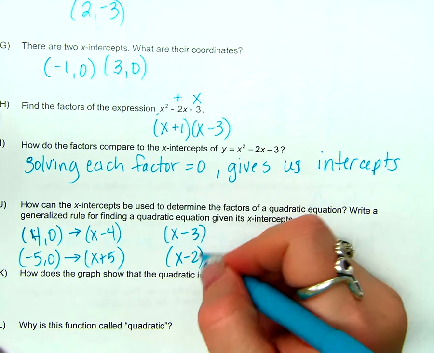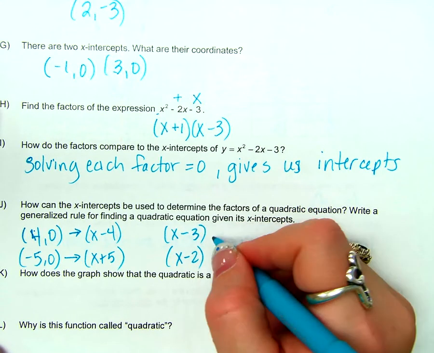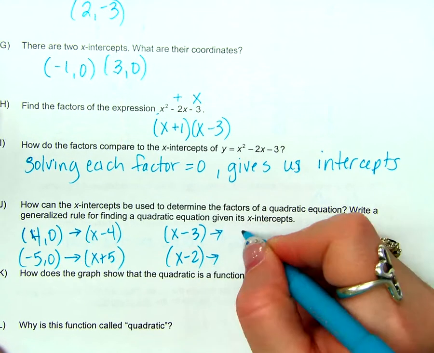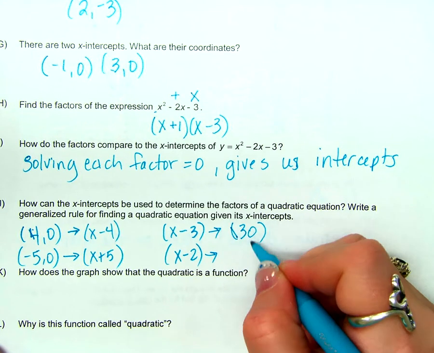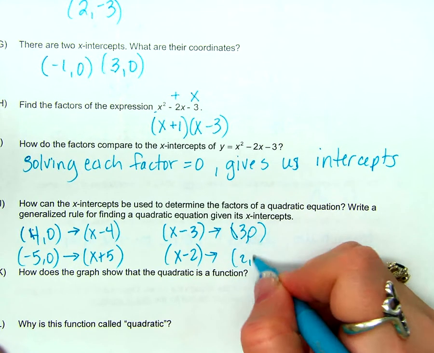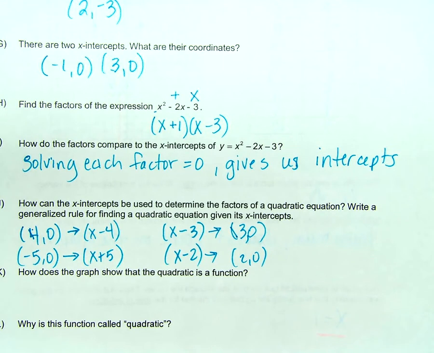Okay, or it looks like I did it opposite. These are the factors. What are the intercepts? (3, 0) and (2, 0). Can you go back and forth from one to the other? Good. Write a generalized rule for finding a quadratic equation.